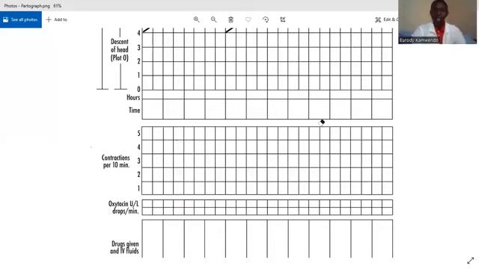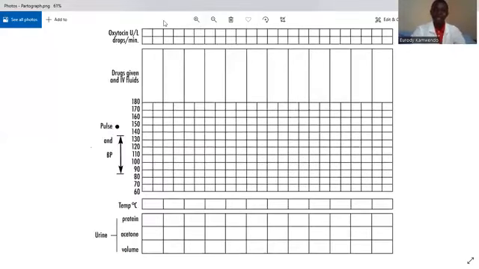Then apart from that, the other parameter that we can talk about is the parameter down here saying drugs as well as IV fluids. So if you have started the patient on any IV fluids, we'll start with the drugs. If you have started the patient on any drug, let's say when the patient came in, or at this particular point, you have started the patient on metronidazole.